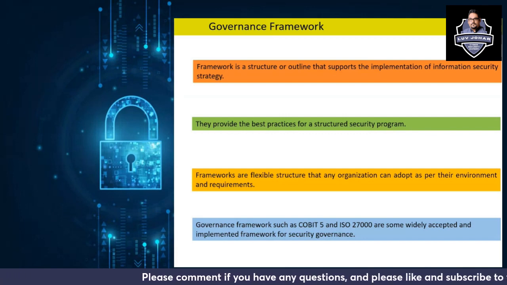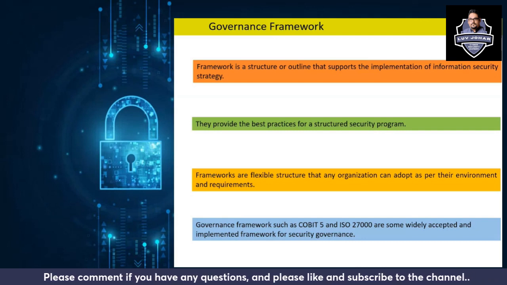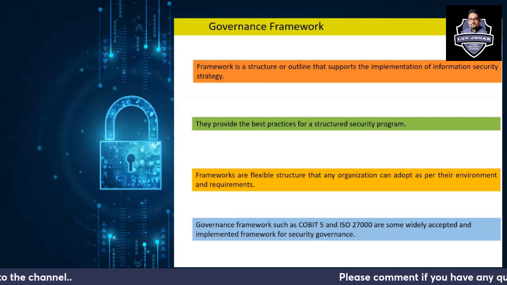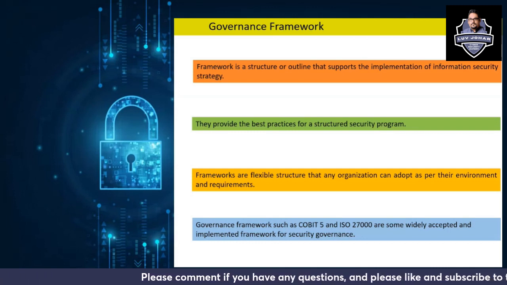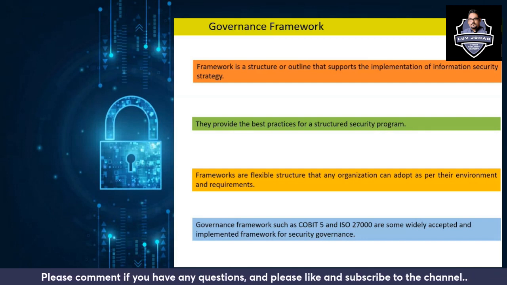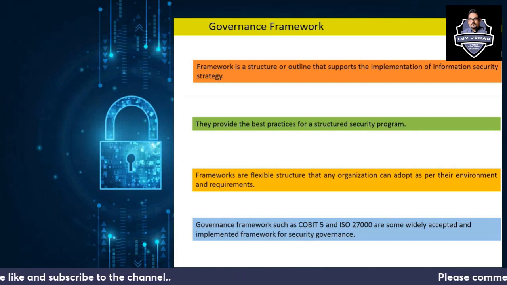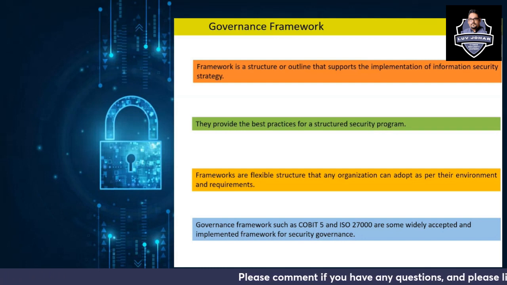So what is a framework now? A framework is a structure or outline that supports the implementation of information security strategy. When you now want to implement this strategy, how will you do that in an organization? You have mapped the business objectives, you have mapped all the business end goals, but now how will you map your information security strategy to your business strategy? That's where governance frameworks come into play, because a governance framework will help you understand how you can implement the information security strategy in an organization. That is how it works.